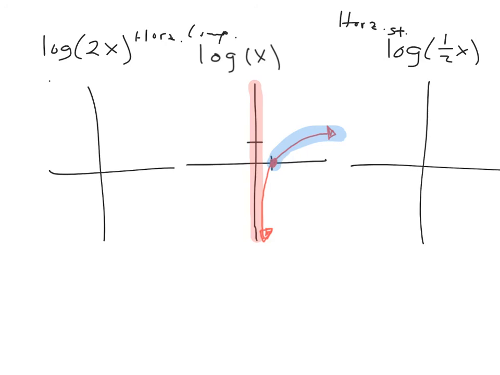Now, the reason for that is because, remember, it's the reciprocal. It's always the opposite. So a 2 would become a 1/2. So that's why we would say a horizontal compression of 1/2. And then a horizontal stretch would be the reciprocal of 1/2, which is 2. So this would be a horizontal stretch of 2.